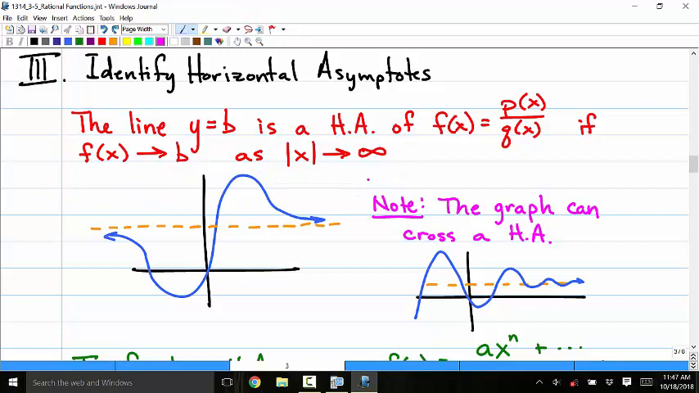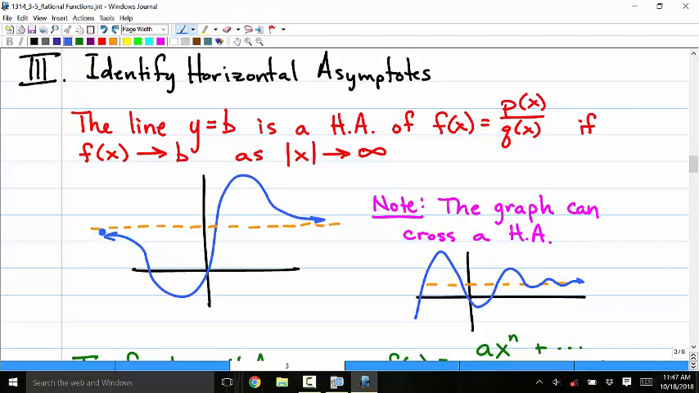So if you look way out to the right or way out to the left, the y values will go down to this value b. Or way out to the left as x goes to negative infinity, the y value approaches b. Okay, the graph can cross a horizontal asymptote. It doesn't have to, but it can.